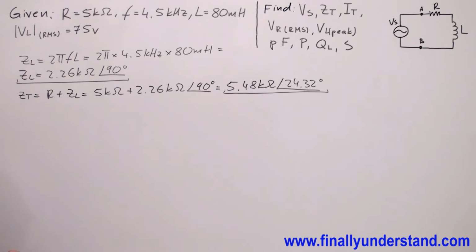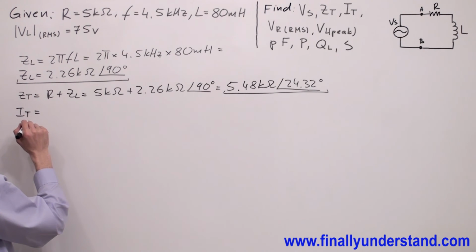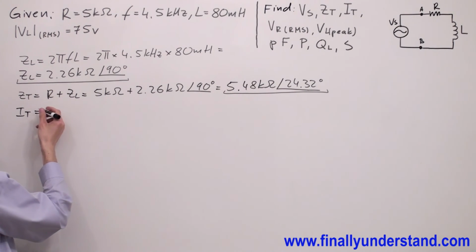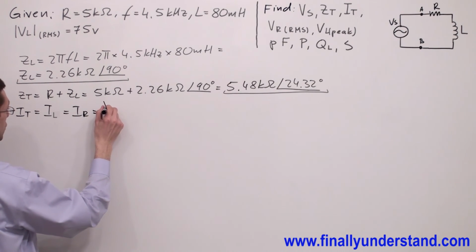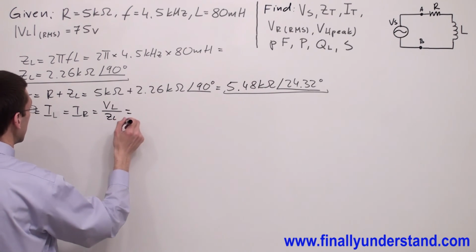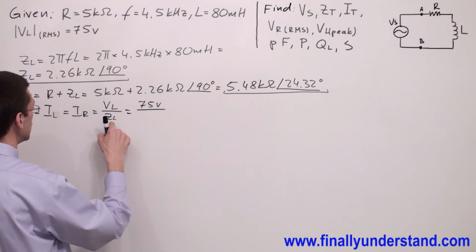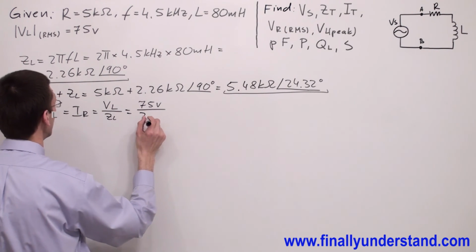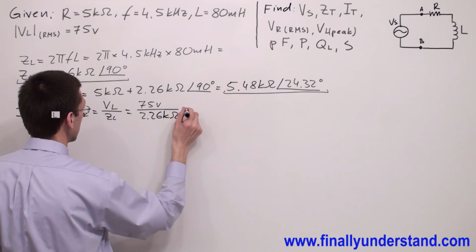Next, I'm supposed to find I total. So I have I total is equal to voltage source over Z total, but please notice that we don't have the voltage source, so we can say I total is equal also to what? I is also equal to IR, because this is a series circuit, and I can say this is equal to VL over ZL, where VL is equal to 75 volts and ZL we found is equal to 2.26 kilo ohms, right? Right now I'm not going to include the angle.